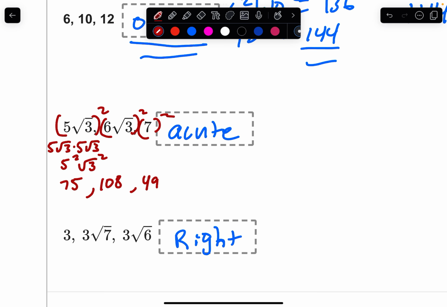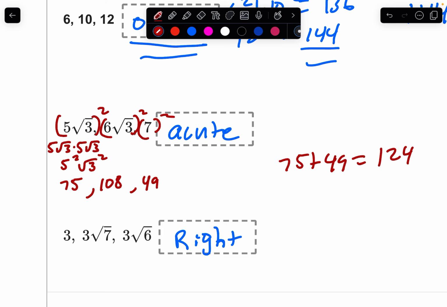So we square the numbers, and then we add the two smallest ones. So that would be 75 plus 49. 70 plus 40, 110 plus 14 would be 124. And then c squared is 108. Well, 124 is bigger. That means c squared is smaller. And if c squared is smaller, it has to be acute.